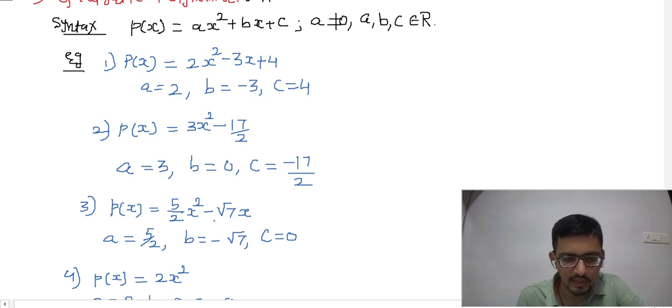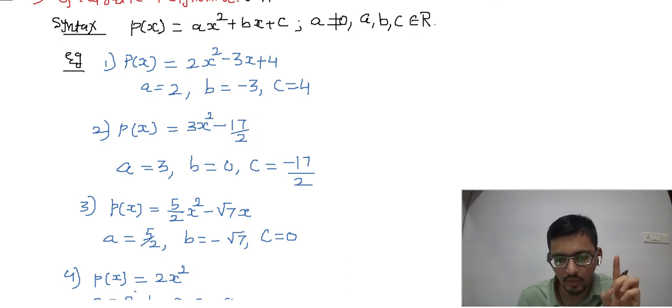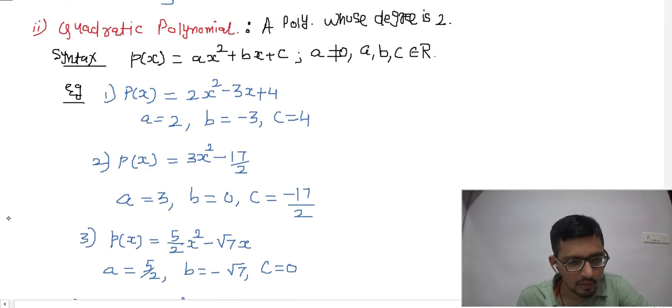Example 3 has two terms, so again this is a binomial. And example 4, only 2x square is written, only one term is there. So based on the number of terms, what is the type of polynomial? Monomial. Mono means 1, bi means 2, tri means 3. That we already studied in the category based on number of terms.